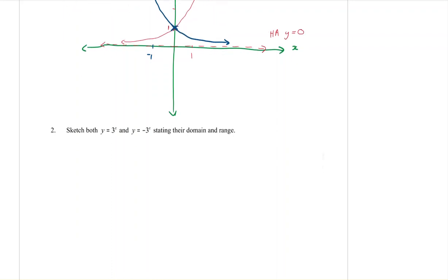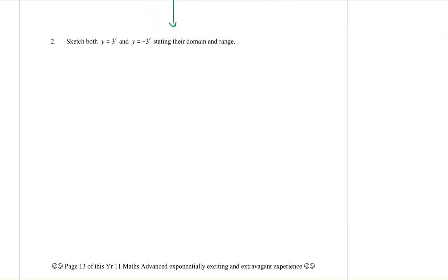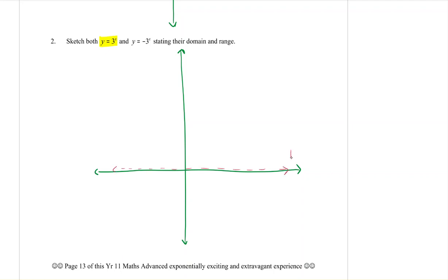Example number 2. This time we're going to sketch the y equals 3 to the x graph again. We've already done that, so let's quickly do that. Same as before. So the horizontal asymptote is going to be at y equals 0. Make sure I can see the dots. Make sure you've put the HA y equals 0 on the side of it.